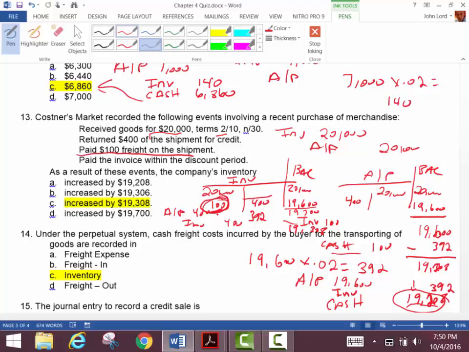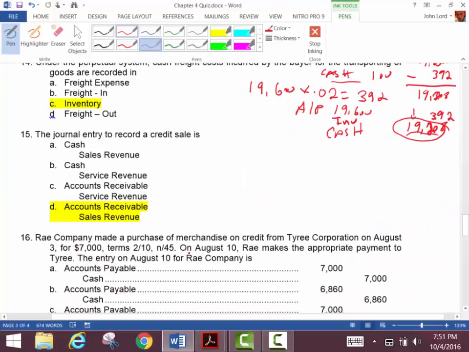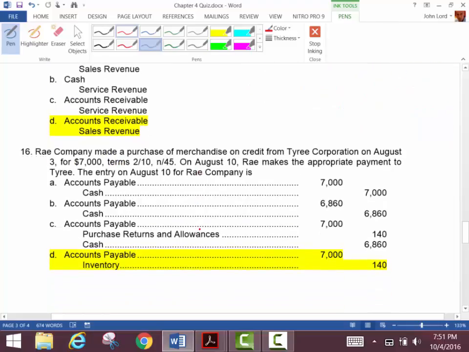Okay? All right, so let's go ahead and let's take a look at this next question. Okay? And the journal entry to record a credit sale is what? Debit to accounts receivable and credit to our sales revenue. We've known that for some time now, haven't we? Okay, good.